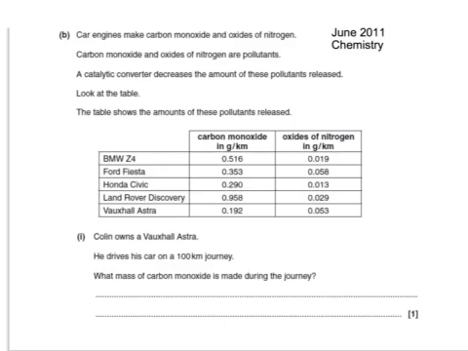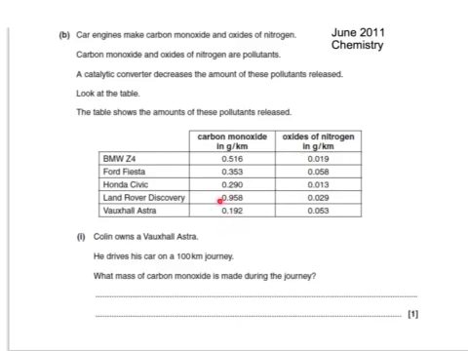Car engines make carbon monoxide and oxides of nitrogen. Carbon monoxide and oxides of nitrogen are pollutants. A catalytic converter decreases the amount of these pollutants released. Look at the table. The table shows the amounts of these pollutants released. Colin owns a Vauxhall Astra. He drives his car on a 100-kilometre journey. What mass of carbon monoxide is made during the journey?